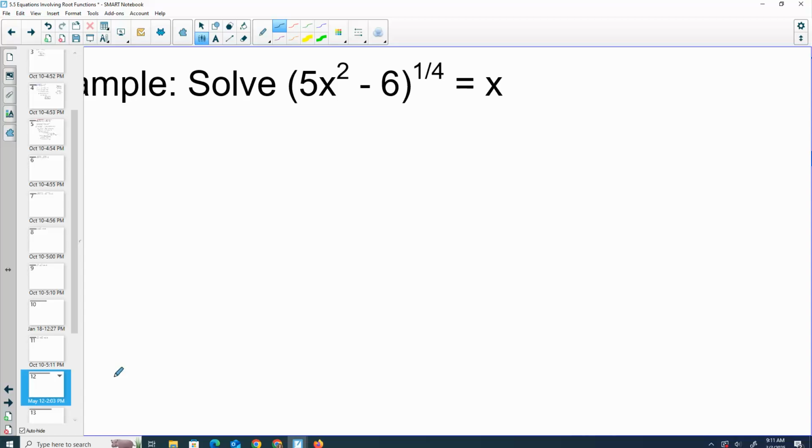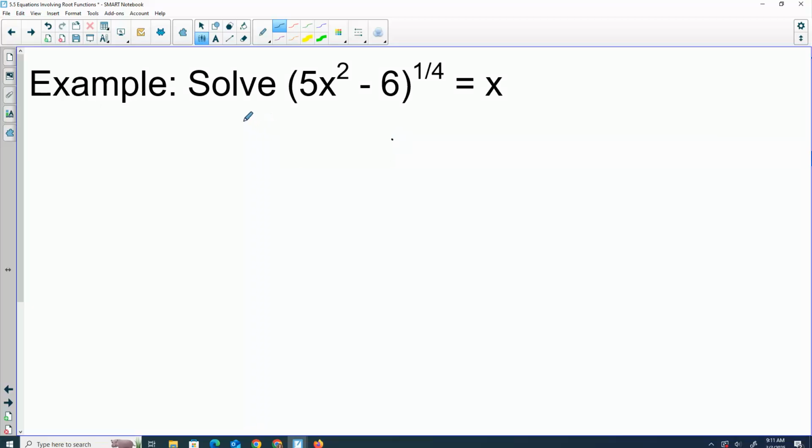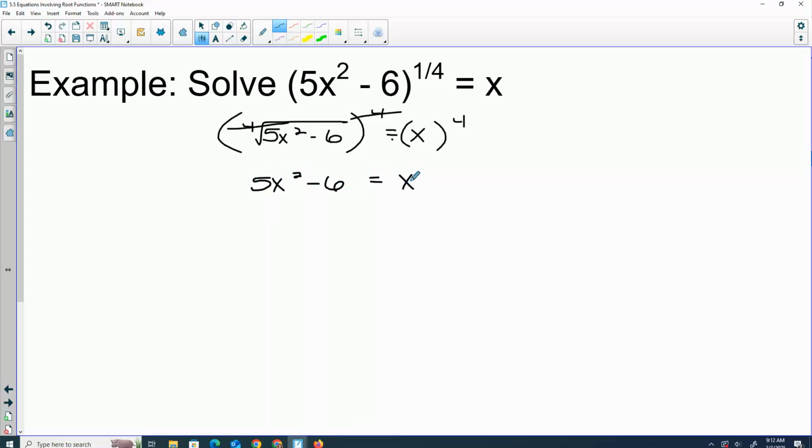All right. What does a 1/4 power mean? What is the opposite of a 4th root? If I take each side to the 4th. On the left, it cancels this radical. Alright, this becomes an x to the 4th.